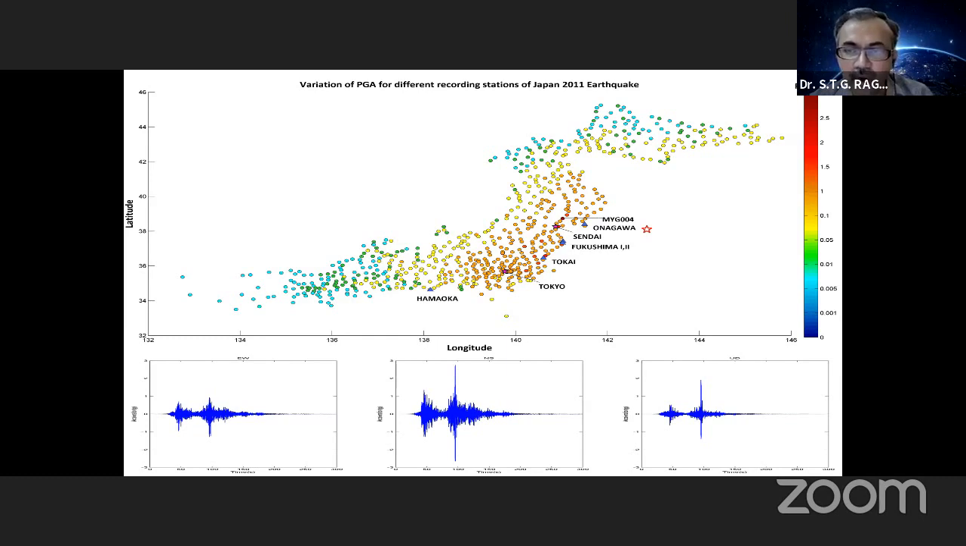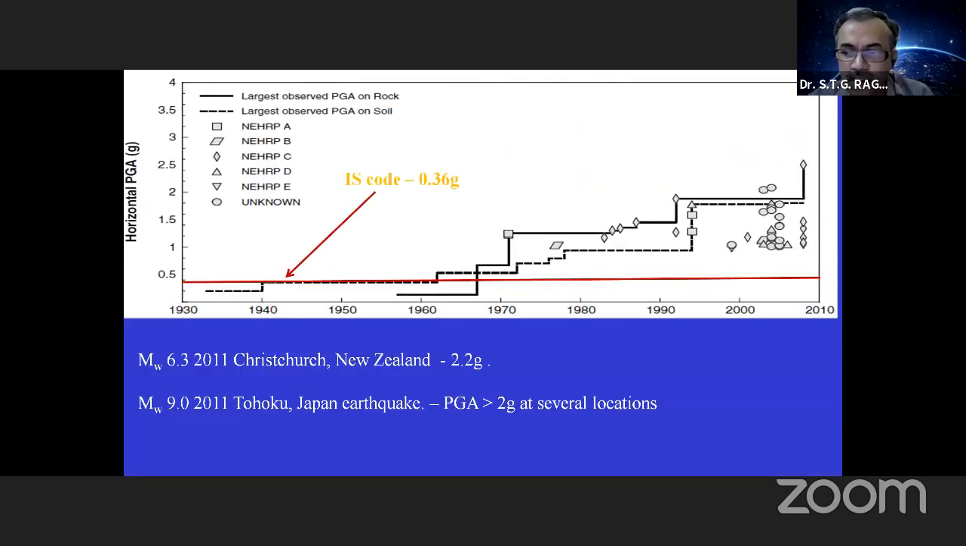Now you can compare this number with our IS code. Our maximum Z value is 0.36, but in design you don't design for 0.36, you design for Z by 2. That is 0.18g only that you are designing. Now compare your design value with this observed PGA value: it is almost 10 times more than our IS code Z values. And now this figure I am showing you here is a very scary figure.